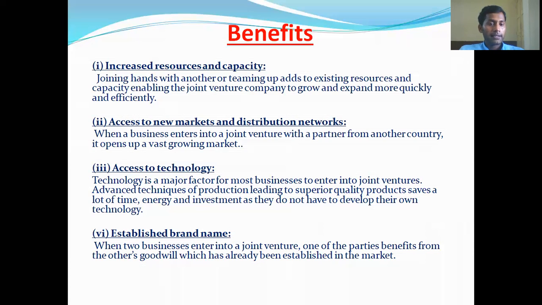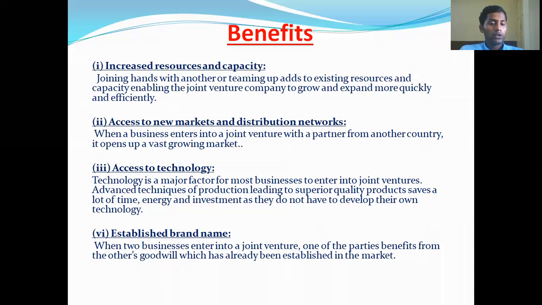Second one, access to new markets and distribution networks. When we come to an agreement with the other company, then we get the distribution network, so we can extend to our new market. Then we can access new technology. If we have two parties in the joint venture, and one party is technically sound, then the other can access the technology from that company. It's the third benefit.